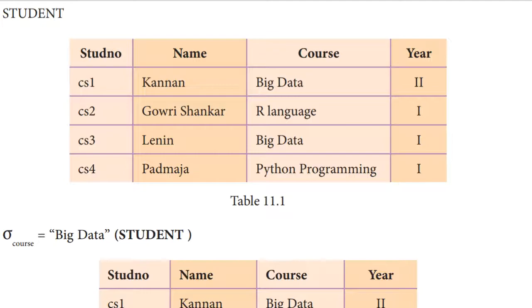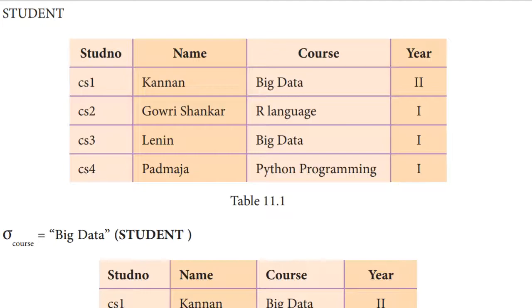First column student number, second name, third column course, fourth column year. If you see each row, we have a student's details. So student number we have, name we have, course, what course they chose, we have that, then which year they are studying. So all these details we have in the table. From this table I want to see which students belong to the big data course.